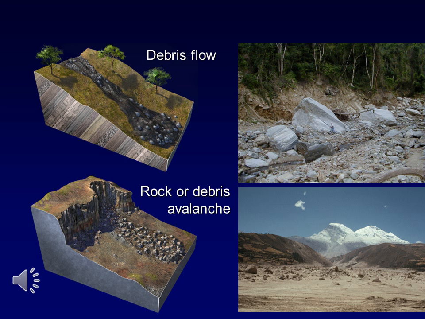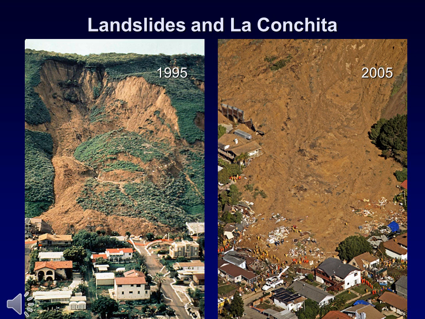The images shown here represent actual events. In the top image, this is a debris flow that occurred in Venezuela, but the one on the bottom, the rock avalanche, was pretty huge. This was in Peru in 1970. An earthquake shook loose the entire side of a mountain and killed 18,000 people in one town.